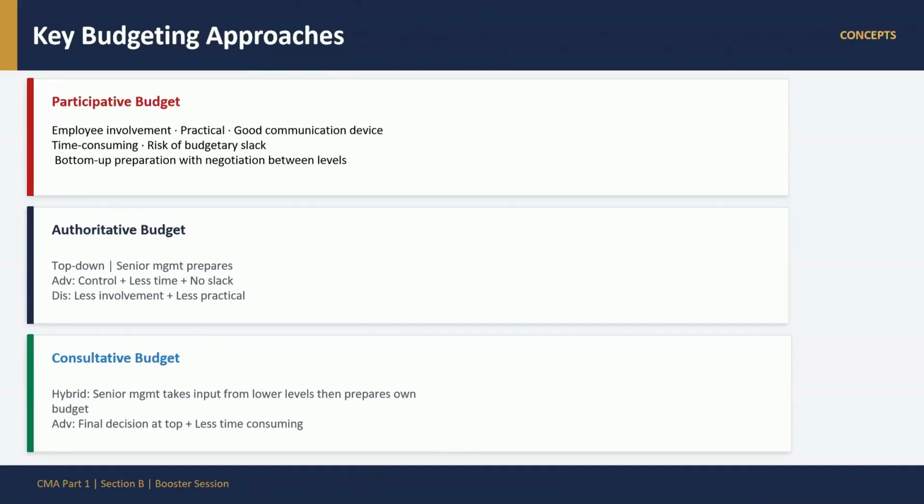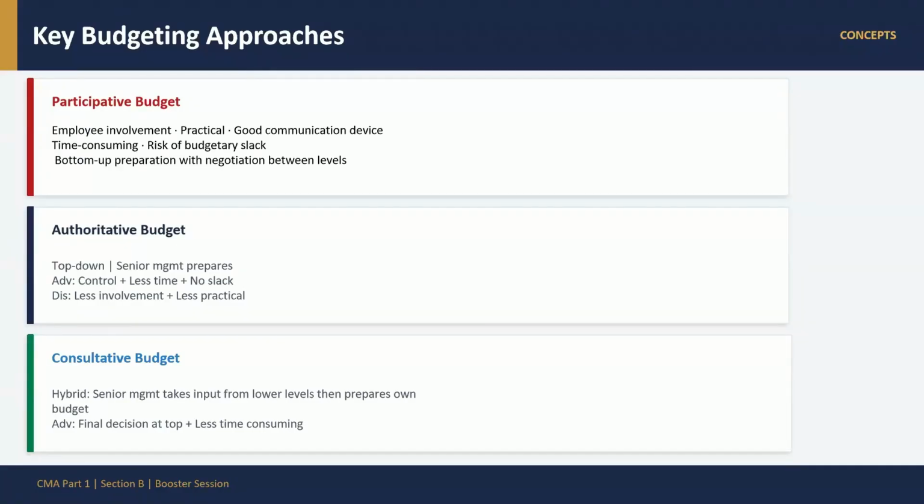Then we understood what are the budget methods that you can choose. You can prepare your operating budget by using ZBB or by ABB or by project budget or incremental budget, anything you can choose. Now, who are you going to involve in this budgeting process? That we will study in key budgeting approaches. There are three approaches that you can make. First one is participative budget.